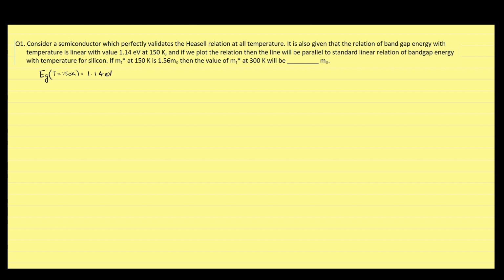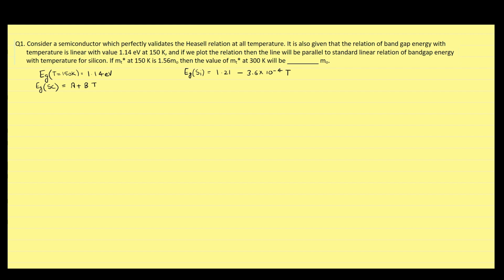And if we plot the relation, then the line will be parallel to a standard linear relation of band gap energy with temperature for silicon. You know that the band gap energy relation for silicon with temperature is 1.21 minus 3.6 into 10 to the power minus 4 multiplied by temperature in Kelvin. It is given that the band gap energy function of the semiconductor is also linear, meaning that we can write it in the form of A plus BT.